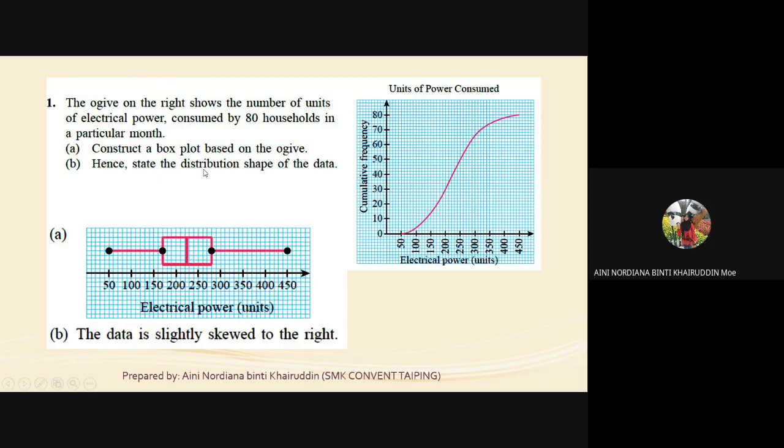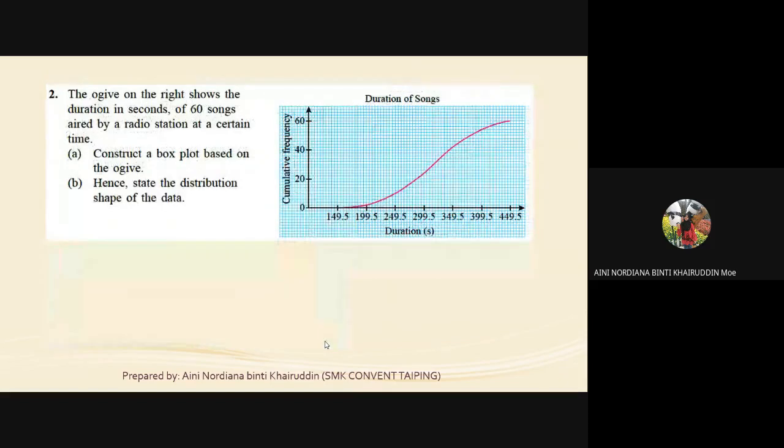B, hence state the distribution shape. So the data is slightly skewed to the right. Any question? Right. Okay, next.